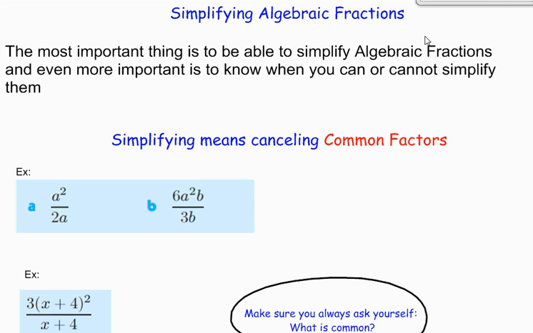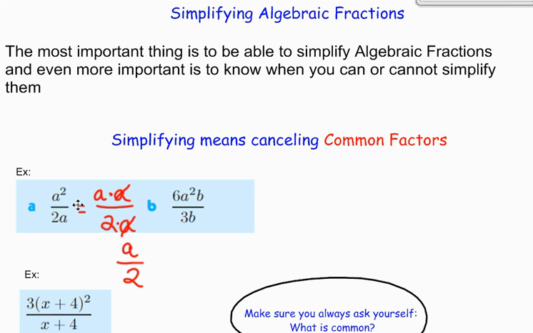We can only cancel when we are multiplying, when we have factors. So for example, in this first example, because a squared is the same as a times a over 2a, which means 2 times a, we're able to cancel an a from each of those because we are multiplying in the numerator and the denominator. So when we cancel those, we get a over 2, and now it's as simplified as possible. So same in part b, we're multiplying.